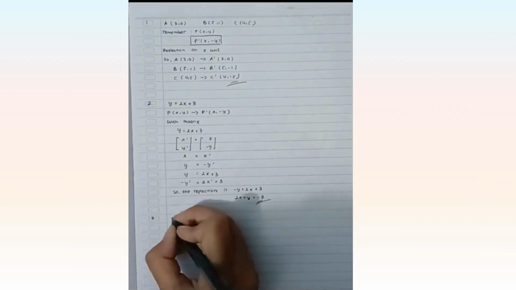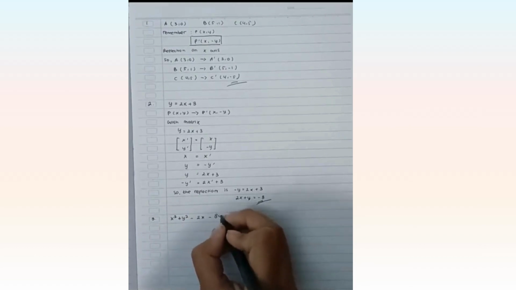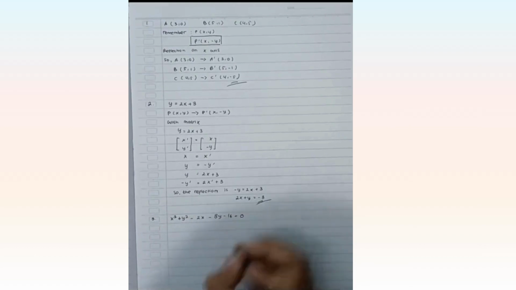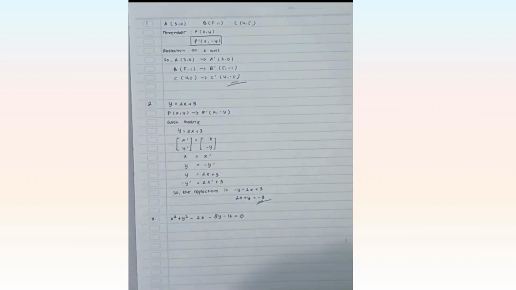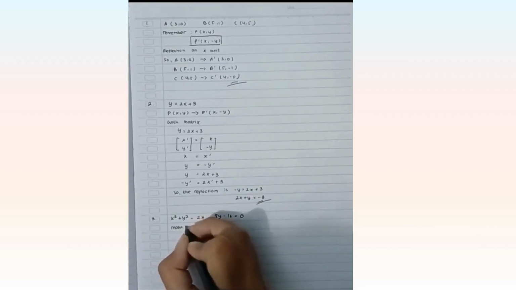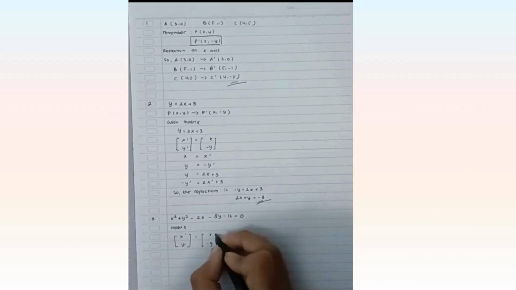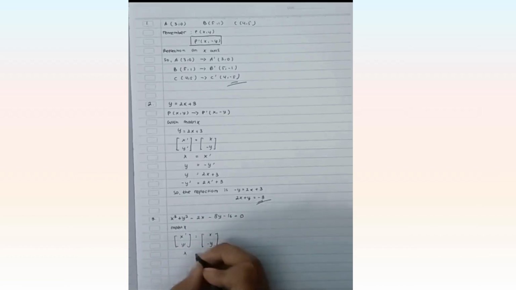Okay, number 3 is determine the result of the reflection of x squared plus y squared minus 2x minus 8y minus 16 equals 0 when reflected on the x-axis. With the matrix, we get x equals x', y equals minus y'. Sorry, I made a mistake. It's supposed to be minus y'.